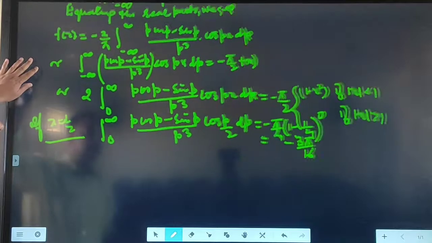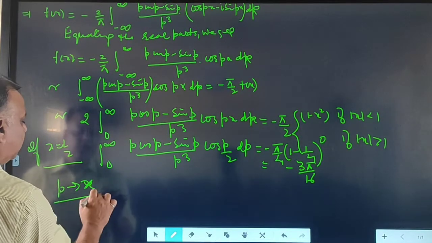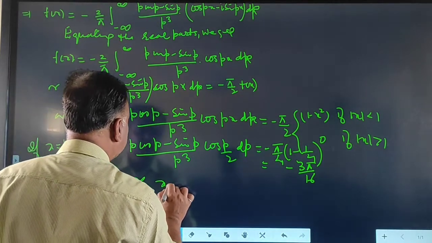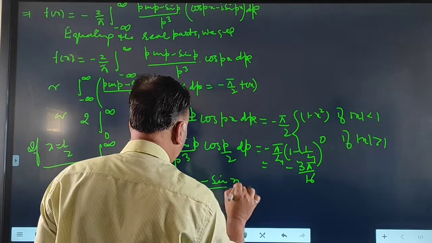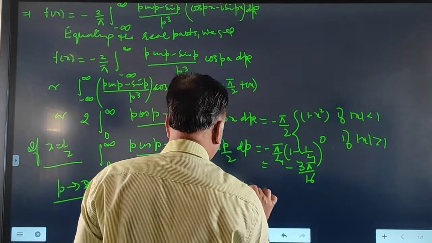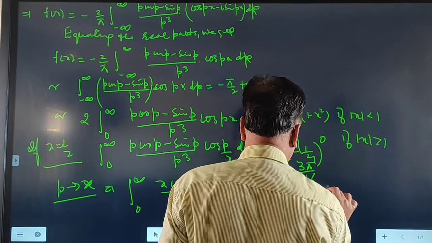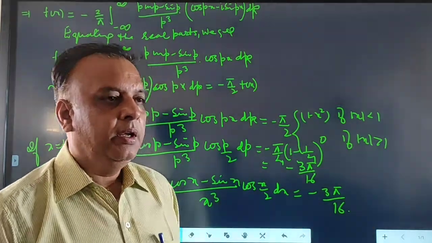Now if we replace p by x, then we get integral 0 to infinity, x cos x minus sin x upon x cube, into cos x by 2 dx is equal to minus 3 pi by 16, which is the value of the required integral.